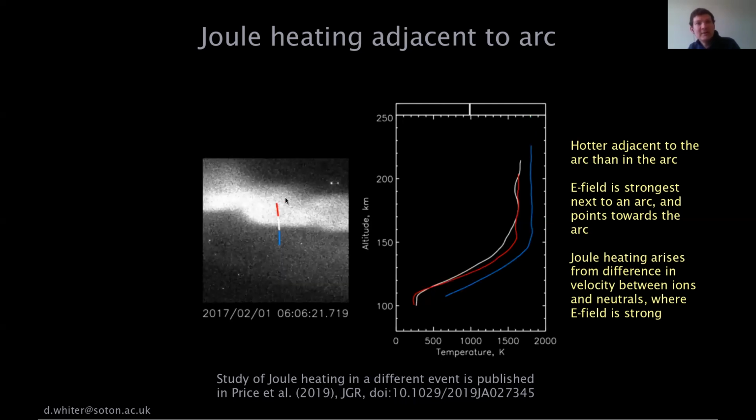Okay, a bit later on, the arcs moved into the white part of the slit as well, and now the white part is cooler, and the blue part adjacent to the arc is hotter. So again, that's where the electric field is strong adjacent to the arc.